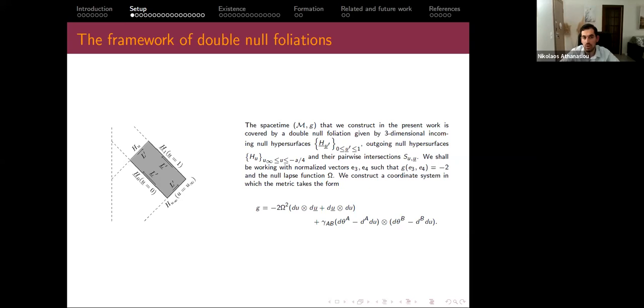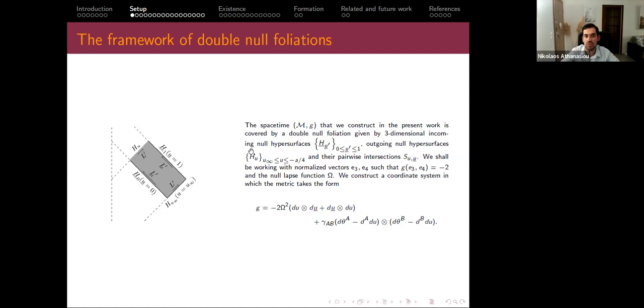The framework we adopt is, we work in double null gauges, and let me talk a little bit about how these double null foliations work. So the spacetime that we are going to construct will be covered by a double null foliation, which is given by three-dimensional incoming null hypersurfaces, H-bar u-bar, so this sort of perpendicular surface, outgoing null hypersurfaces, H u, and their pairwise intersections, to topological two-spheres, S u u-bar.